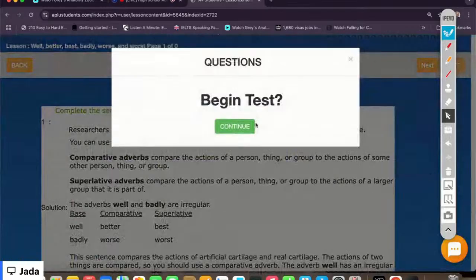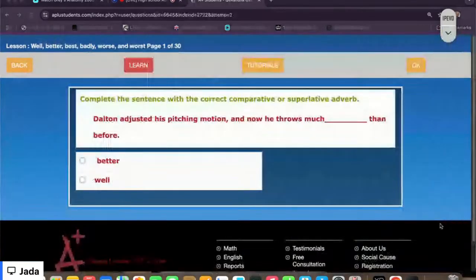Alright, so let's move on to the test. You can share your answers with me. Dalton adjusted his pitching motion and now he throws much dash than before, well or better. So you have to complete the sentence with the correct comparative or superlative adverb.